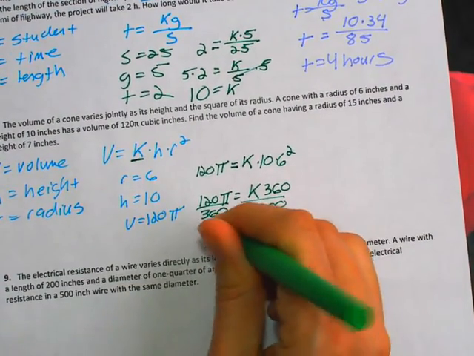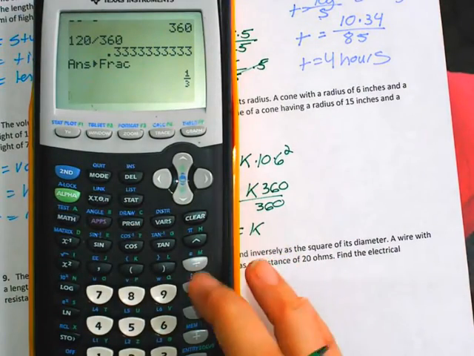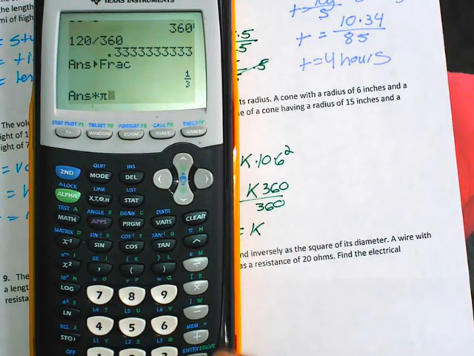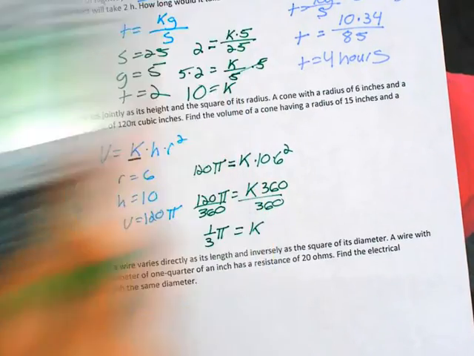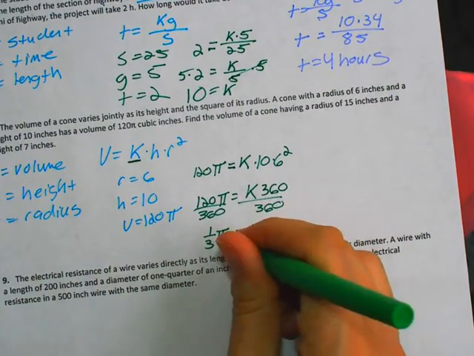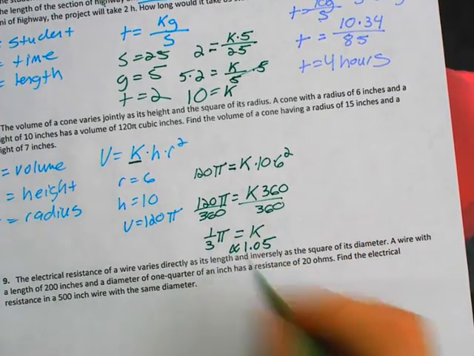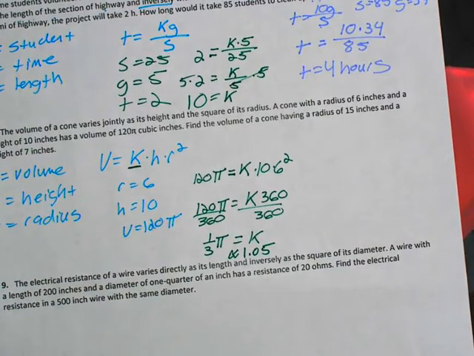pi. If you had multiplied that out, 1/3 times pi, remember the pi button is right there, that would have given us 1.05, which is equivalent to 1.05. So you could use either. I'm going to use the more accurate one, which is my 1/3 pi.